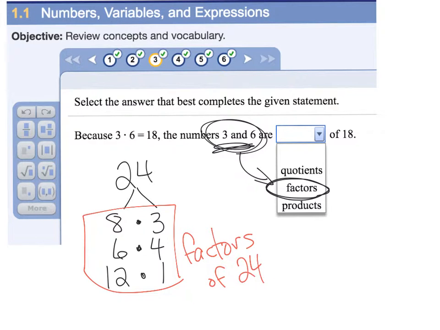Now, the answer, 24, is called the product. All right, so the factors are the smaller numbers that, when multiplied, make the bigger number, which is called the product. Quotient involves dividing.